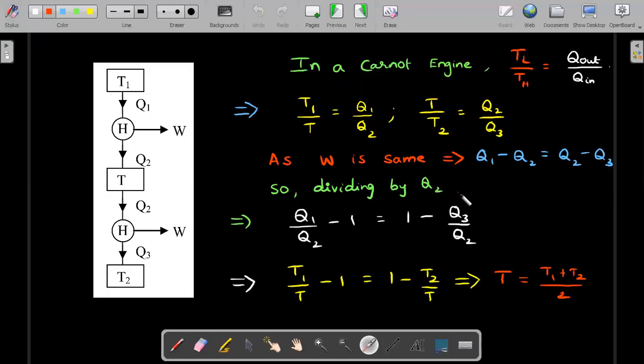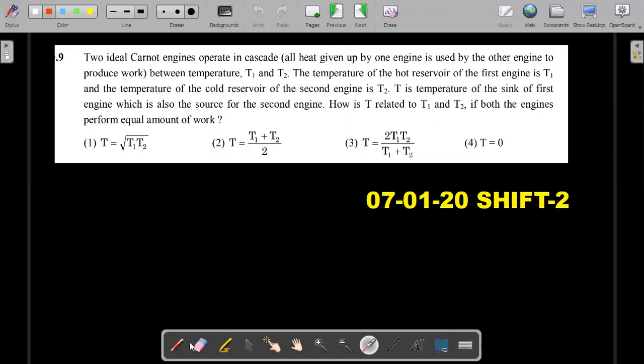And so dividing by Q2, you end up having Q1 by Q2 minus 1, which is T1 by T minus 1, equal to 1 minus T2 divided by T from this discussion. So you take things on one side, you end up getting T is equal to T1 plus T2 divided by 2. So that is the arithmetic mean that you end up having. So this would be the correct answer. Okay, right?